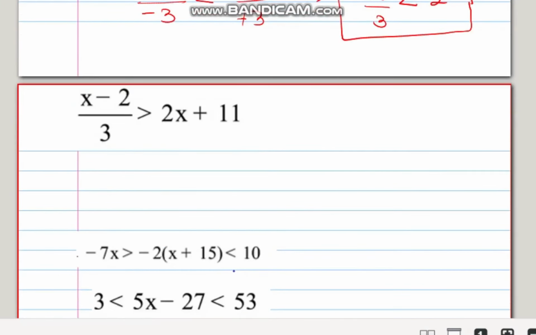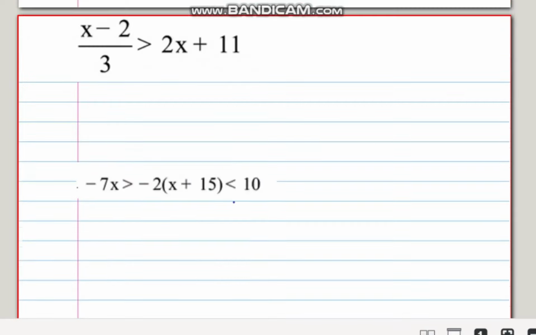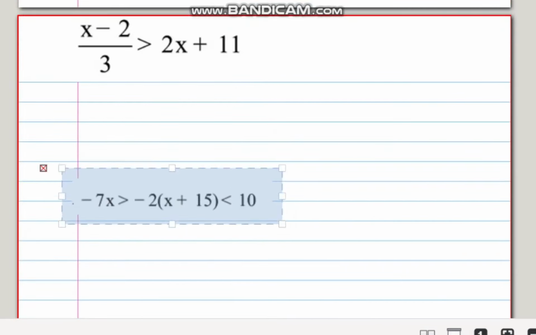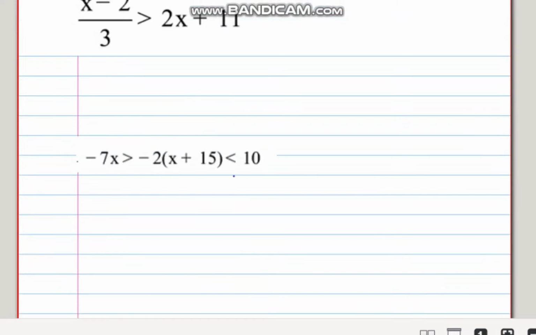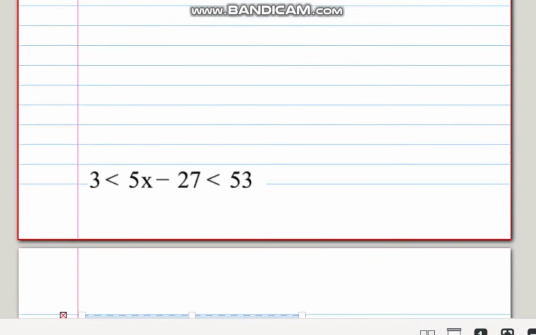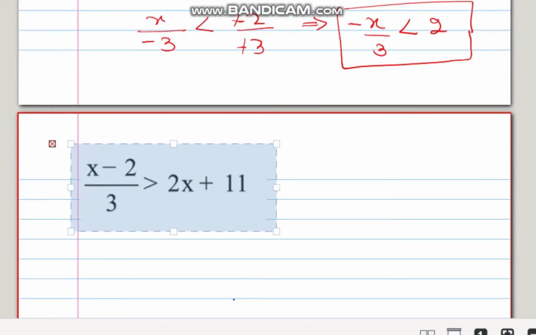Now we are going to solve some good examples and questions to make you understand better. These are just very simple questions. In all of these questions, basically we have to find x. Let me write down here: this is the question, or inequality, you can say. Basically it is an inequality.